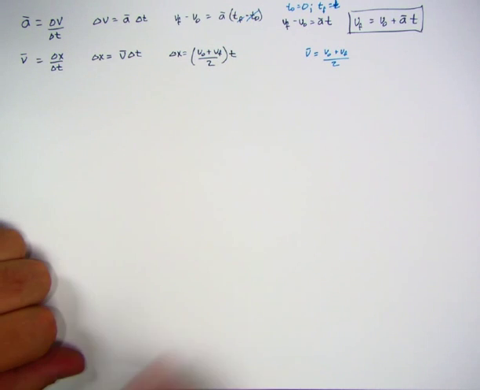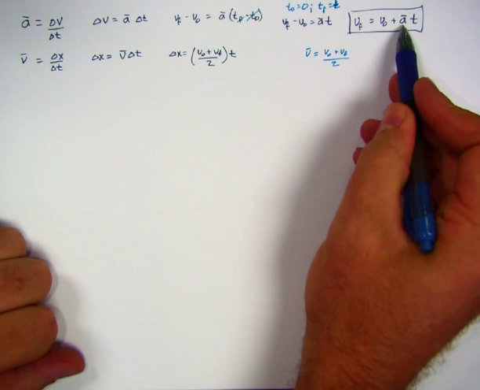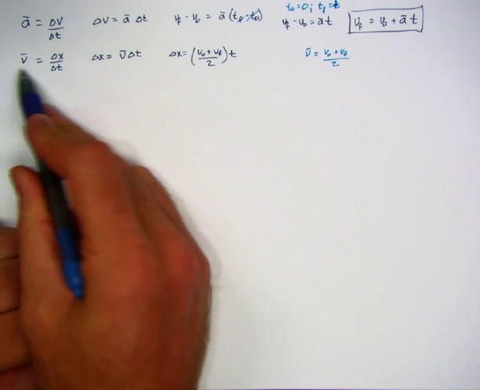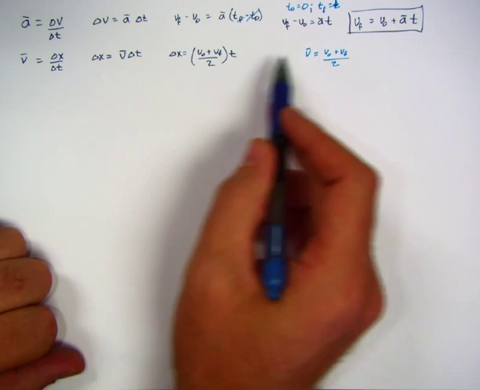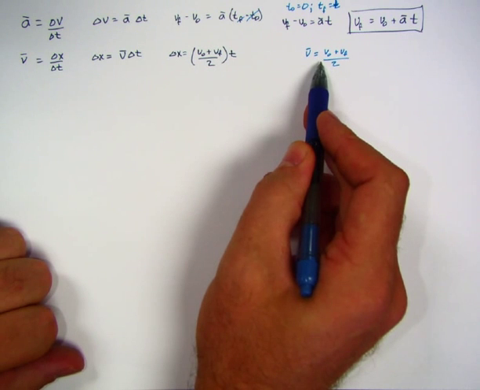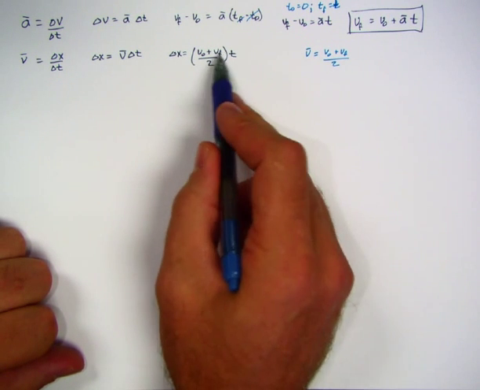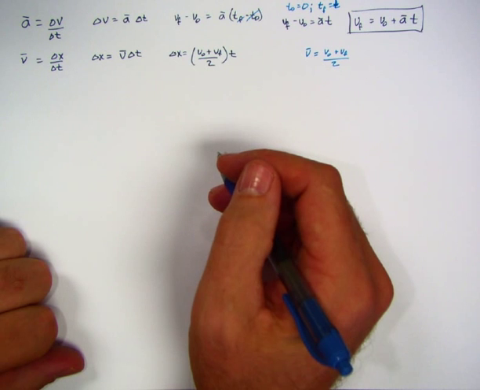So we have one equation. We took our acceleration equation and just rearranged it a little bit. We took our velocity equation, rearranged it a little bit, and used our definition of average velocity to get things in terms of beginning and end variables.